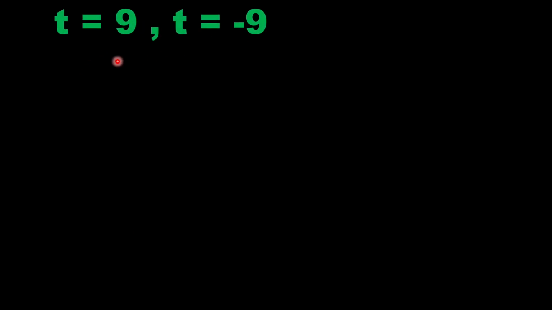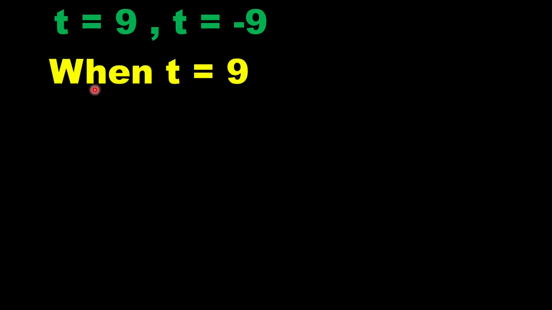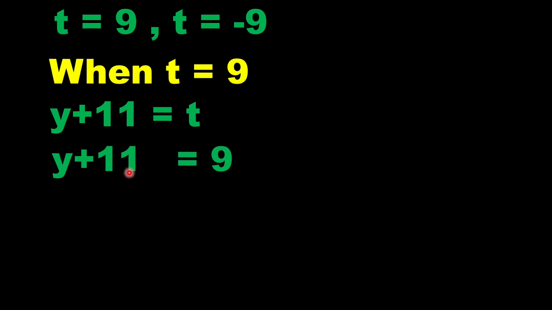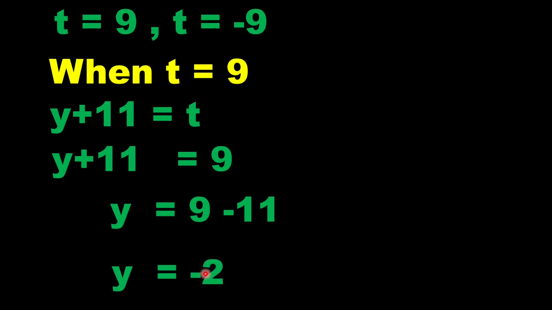Now we will put this value of t in the substitution. When t is equal to 9, first we will check this. This was our substitution, y + 11 = t. So now we will put t over here. It will become y + 11 = 9. Now we will send this 11 to the other side of the equation. So it will become y = 9 − 11, and 9 − 11 equals −2. So y = −2. This is one value of y.